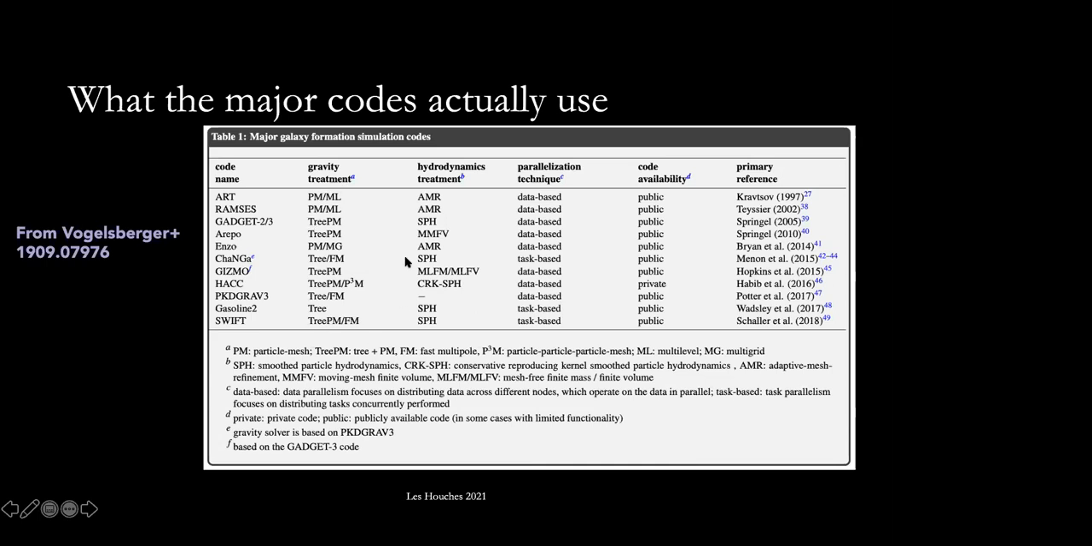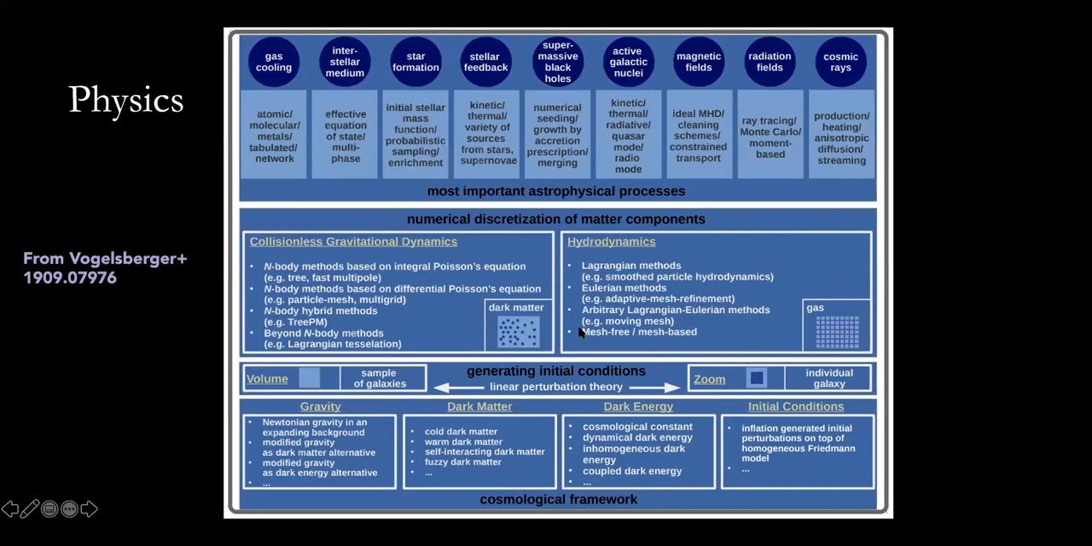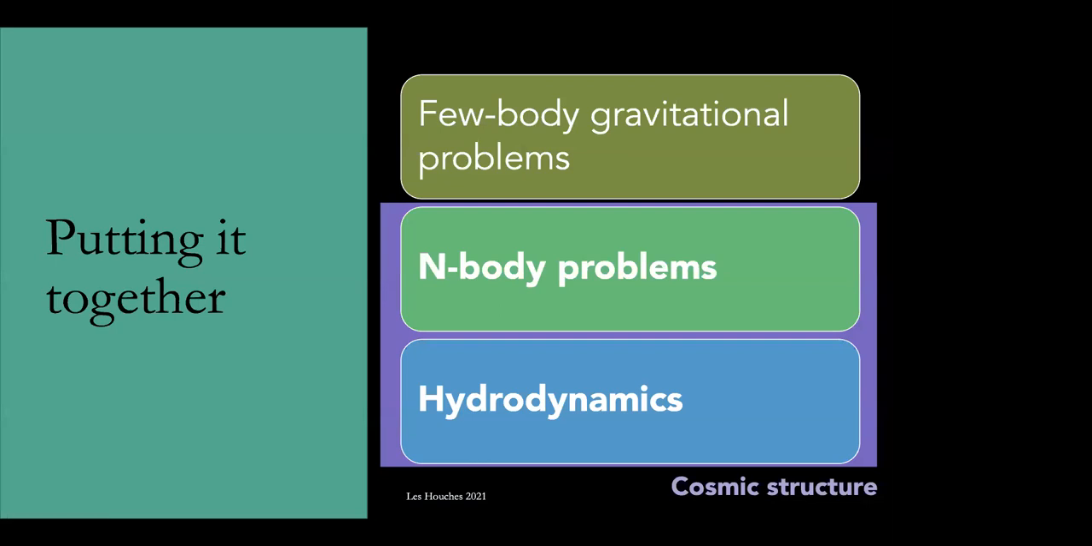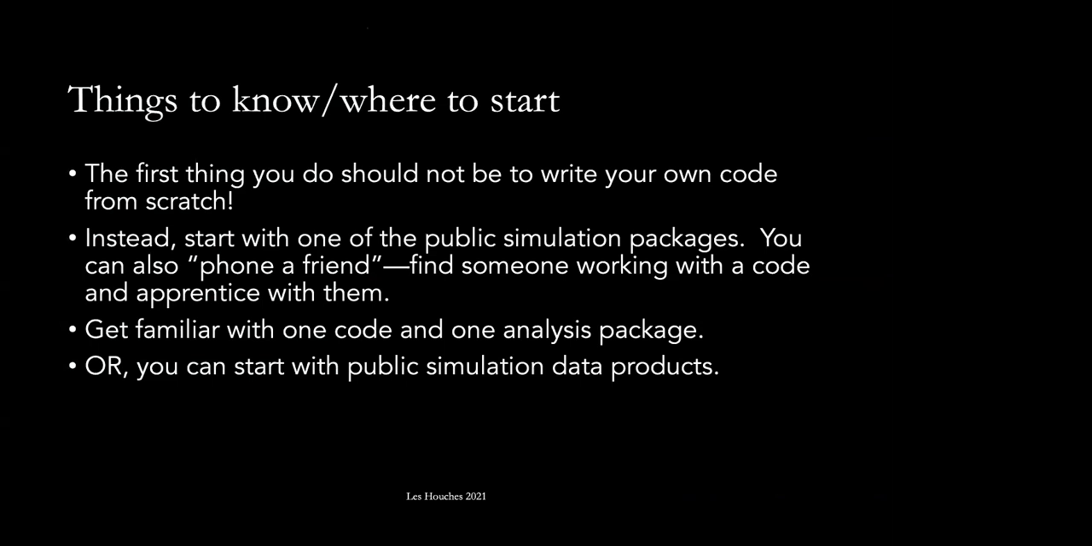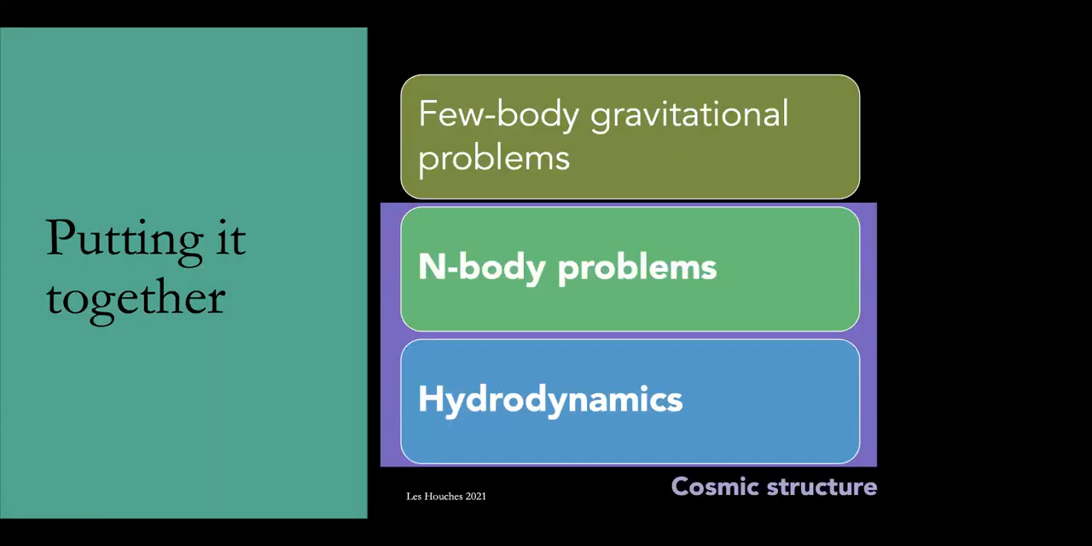There are tons of different codes and most of them are public, so you can just download them and use them yourself if you want. Again, these different codes have somewhat different prescriptions for all these bits of physics, and it can lead to some interesting consequences. Okay, so let's put it together and see what happens. There are a couple of words of wisdom I want to point out before we end in 5 minutes.